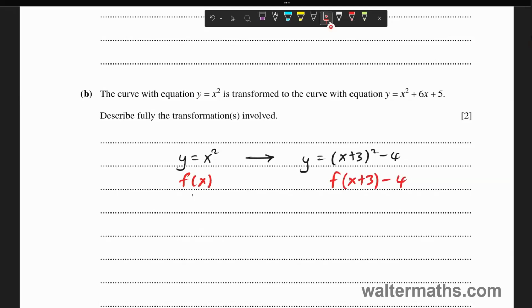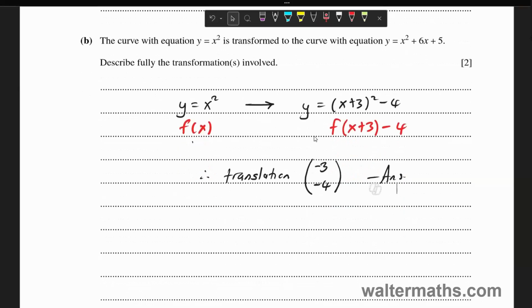I think you can see that both transformations are translations. So the transformations are translations. For this, that's minus 3, a horizontal translation, and this is a vertical translation, minus 4. So this here is the answer. That's how we answer these particular questions.